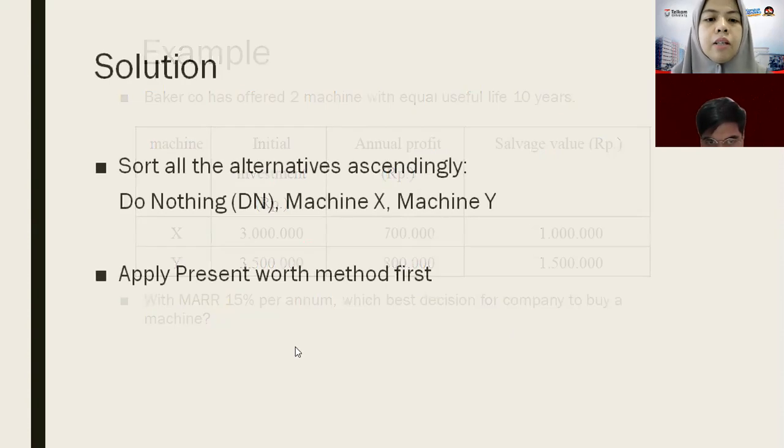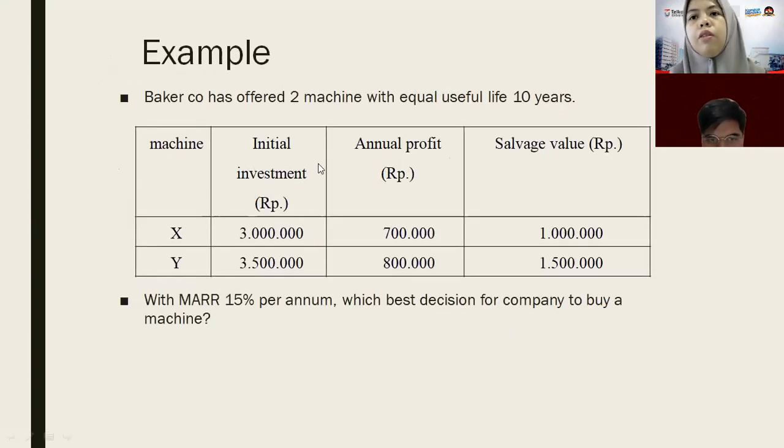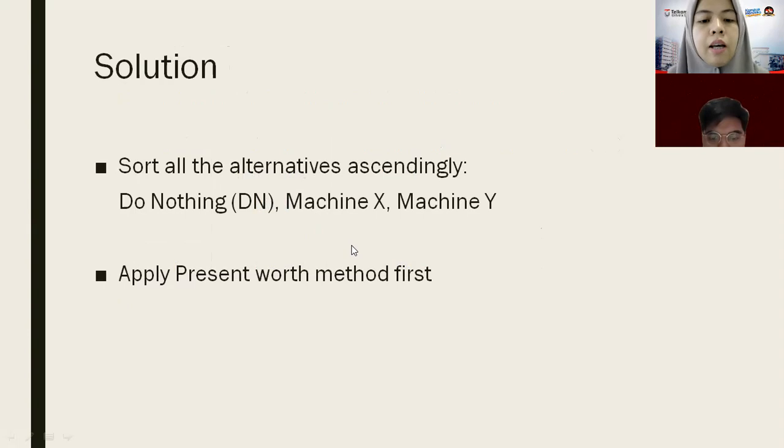Basically it's the same as the IRR procedure. Sort all the alternatives ascendingly, which means ordering from the smallest to the greatest. In this case, it's already in that desired order. Then apply the present worth method first, because present worth can be calculated and then converted again into future or annual worth if needed. This is my recommendation.